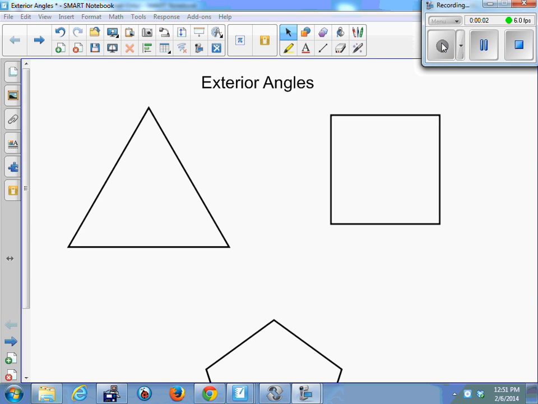All right, so today we're going to talk about exterior angles. The angles we're talking about, exterior, are on the outside of the polygon. We have a triangle and a square here. All right, these are equilateral.